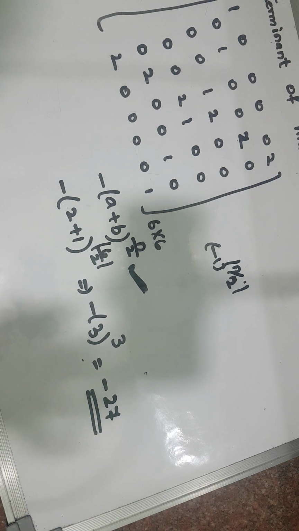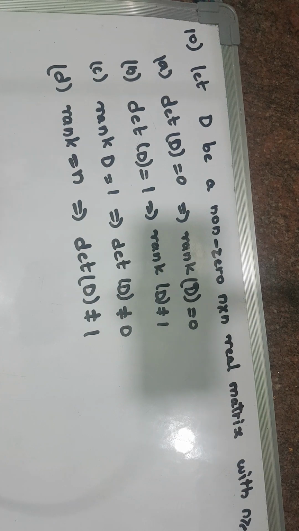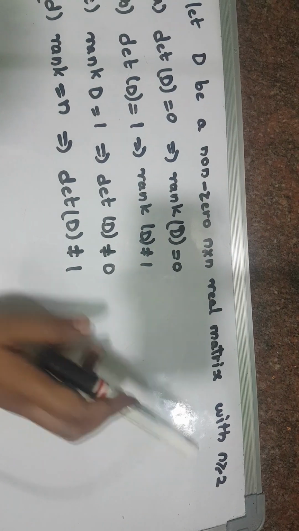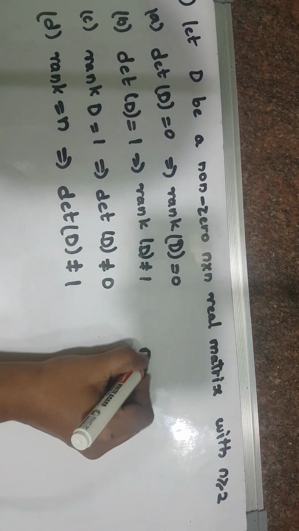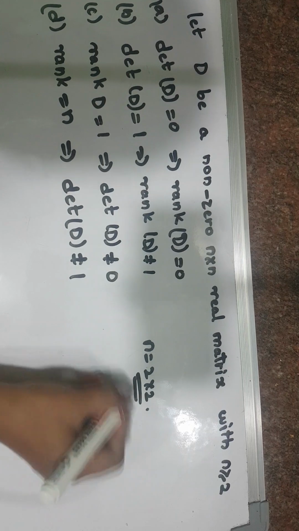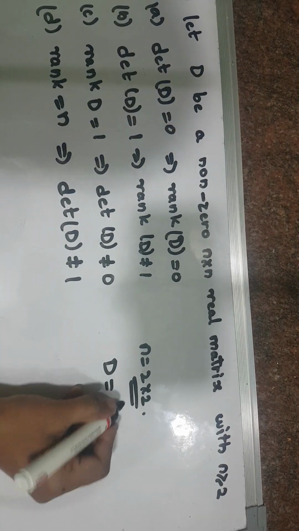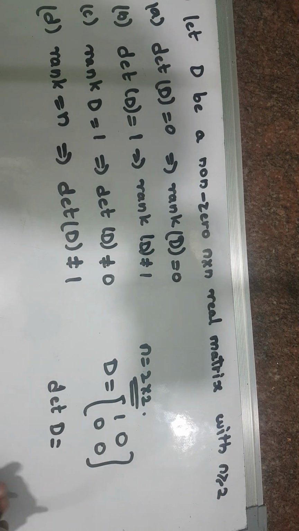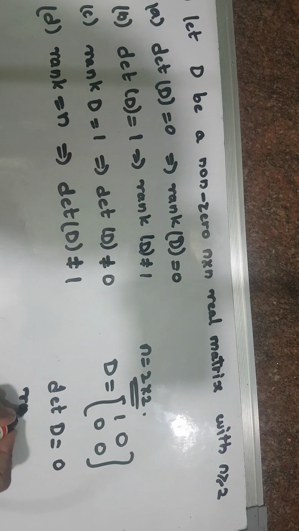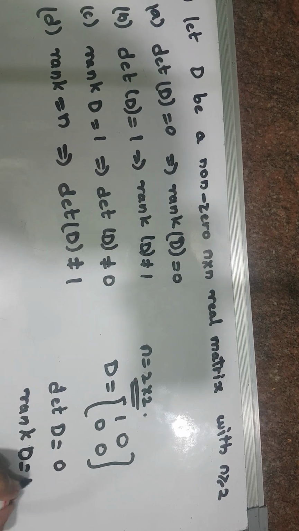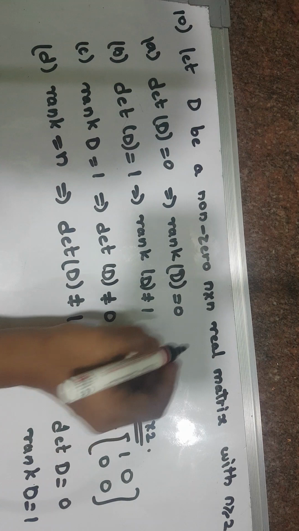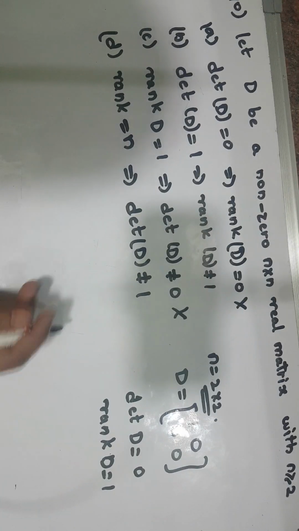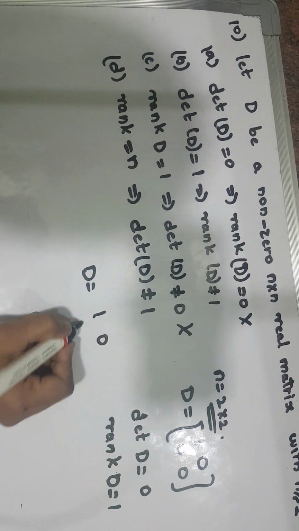Now let us continue with the last problem. Let D be an n cross n real matrix with n greater than or equal to 2. Let it be a 2 cross 2 matrix, what is the value of D? 1 0 0 0. Now the det D value will be 0. What is the rank here? The rank of D is 1. Now take D equal to 1 0 0 1.